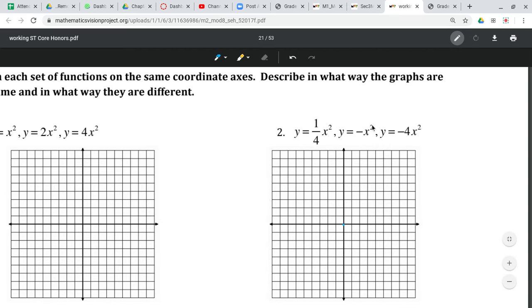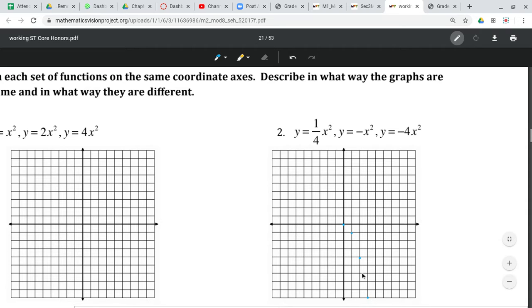Plug in a 1. 1 squared is 1. It's negative, so y equals negative 1. Plug in a 2. 2 squared is 4, and then we make it negative. So at 2, we're going to be at 1, 2, 3, 4. Same thing with 3. 3 squared is 9. We make it negative. So let's see, this was 4, 5, 6, 7, 8, 9.